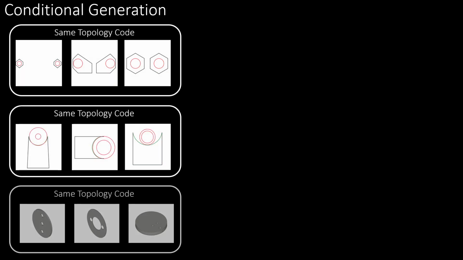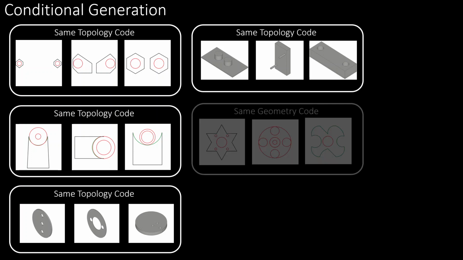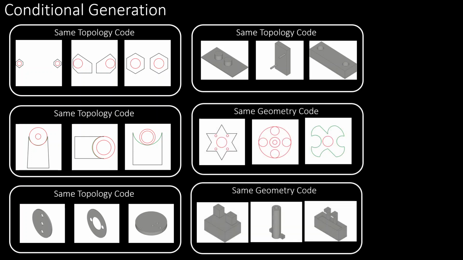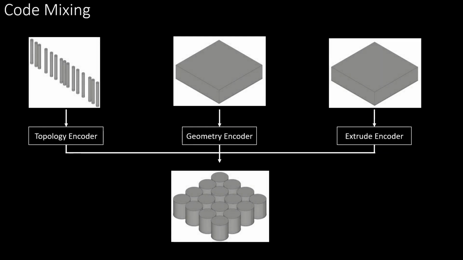By using the conditional code selector, SkexGen supports conditional generation from a given design intent, which in our case is represented as having the same code. For instance, one can generate shapes with similar topology, similar geometry, or even similar extrusion. SkexGen also supports efficient design exploration where codes from different models are mixed to create a new one.